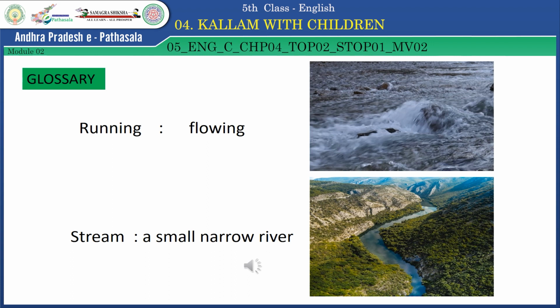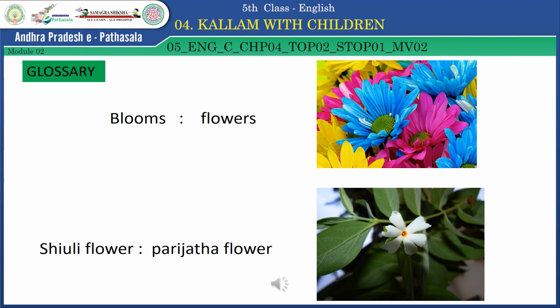Glossary. Running. The meaning of running is flowing. Observe in the picture. The second one, stream. The meaning of stream is a small narrow river. You can observe in this picture. Blooms. The meaning of blooms is flowers. You can see in the picture how beautiful these flowers are. Shuli flower. The meaning of Shuli flower is Parijata flower. You can observe in the picture.